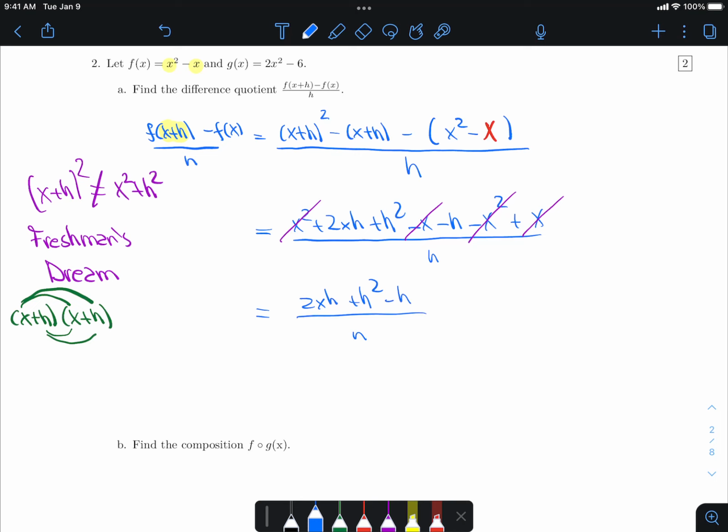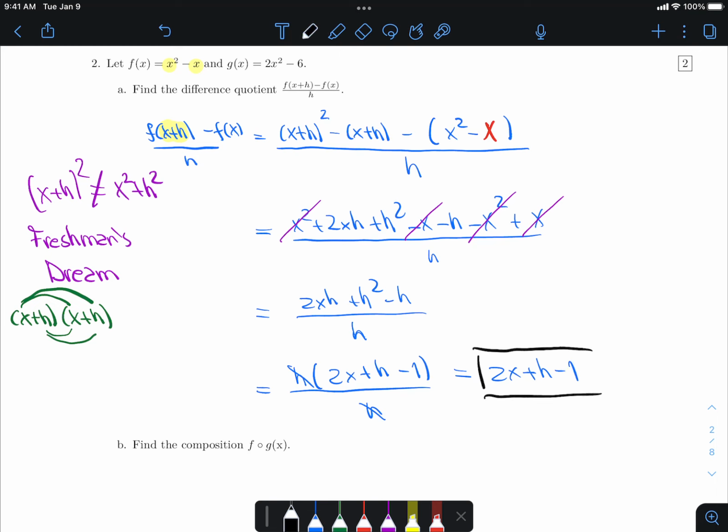And now one of the final steps you have to follow is to factor out an h. Note that everything on the top here includes an h, so you can divide the top by h and the bottom by h as well, or equivalently, divide this by h, divide this by h. That works. Or equivalently, what I'll do is factor out an h from the top to get h times 2x plus h minus 1, and then cancel out the h to get 2x plus h minus 1. Remember to box your final answer, and that's your difference quotient.